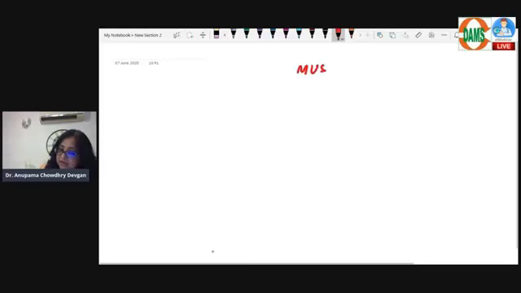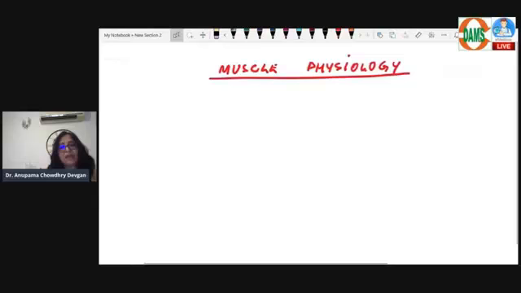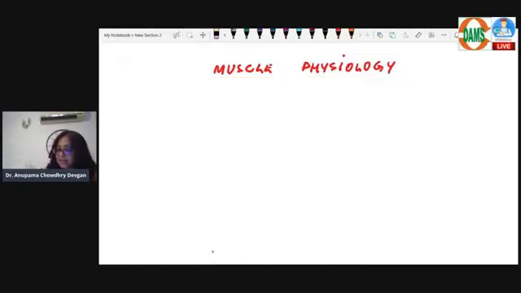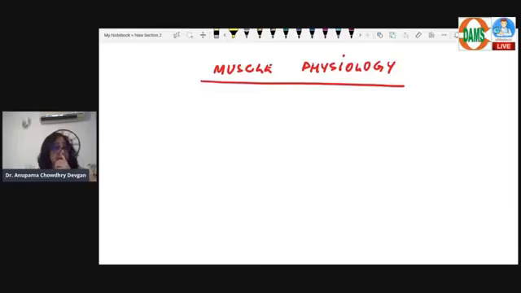Let's see muscle physiology. As far as muscle physiology is concerned, it is a very short chapter. So let's take that. Now, as far as skeletal muscle is concerned, a short chapter, and some important concepts to be done over here.